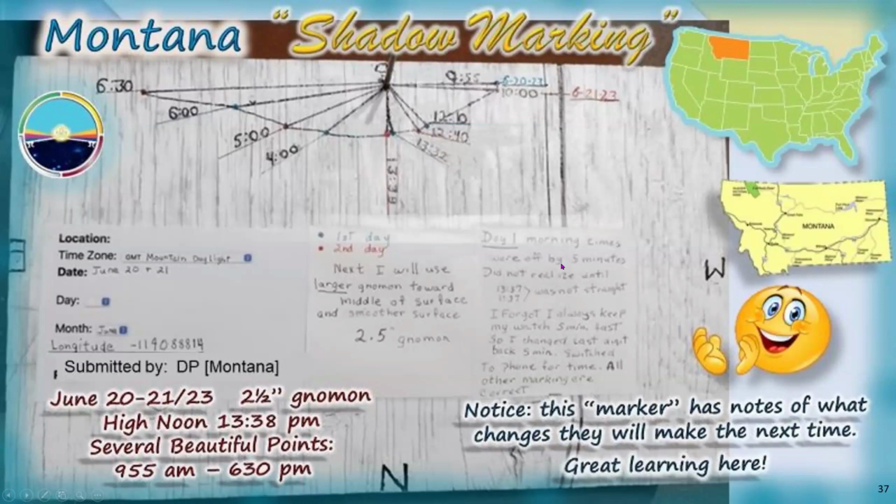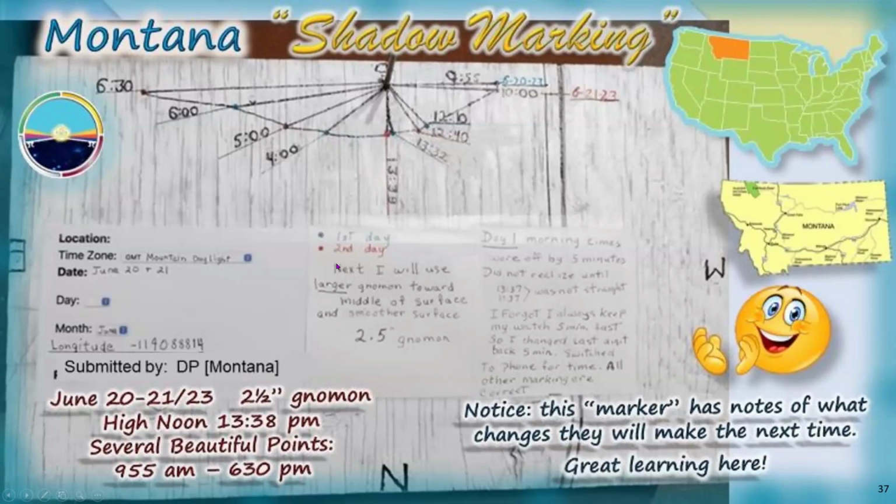What did she say here? Day 1, morning times were off by 5 minutes. Did not realize that until a certain time, and she realized something wasn't straight. She said, I forgot, I always keep my watch 5 minutes fast. So I changed last night and got everything right with the timing. It doesn't matter if your watch is 5 minutes fast. That's not going to matter. But she was realizing some things that she wanted to change in her marking.